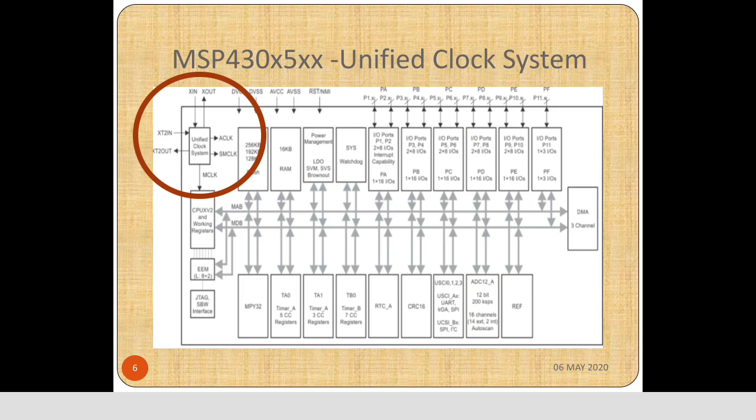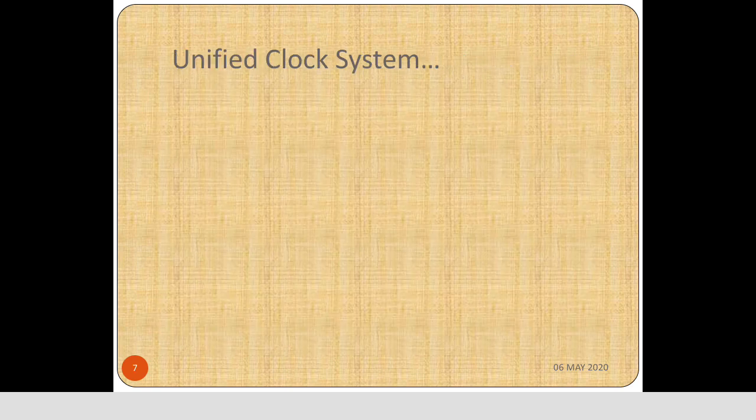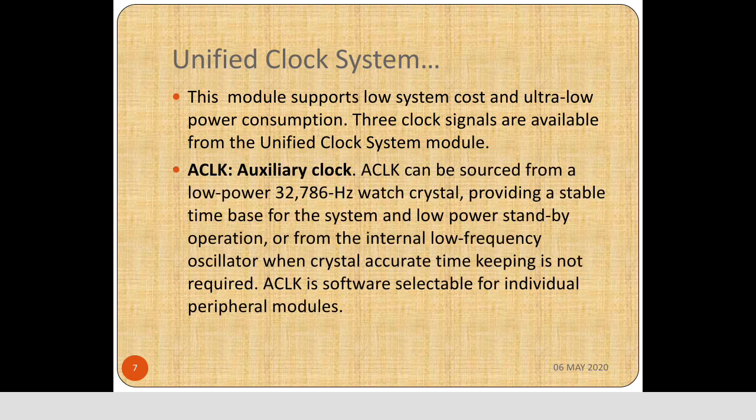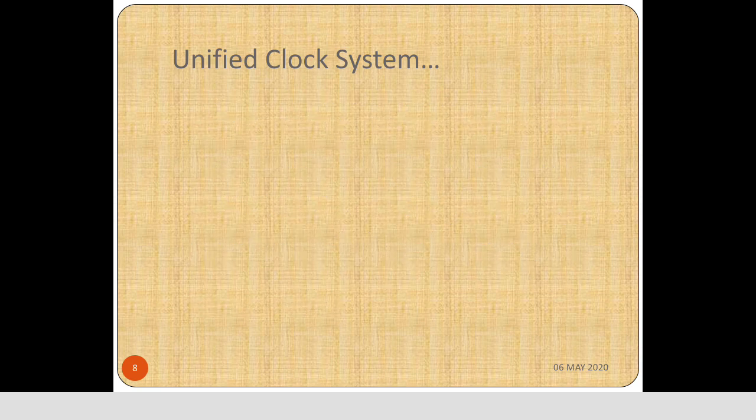The unified clock system provides three different clock outputs. One is the master clock, another is the subsystem master clock, and another is the auxiliary clock. The master clock is the one which provides higher frequencies, up to 24 megahertz in 5-axis. This particular clock we use for providing the clock pulse to the CPU only.